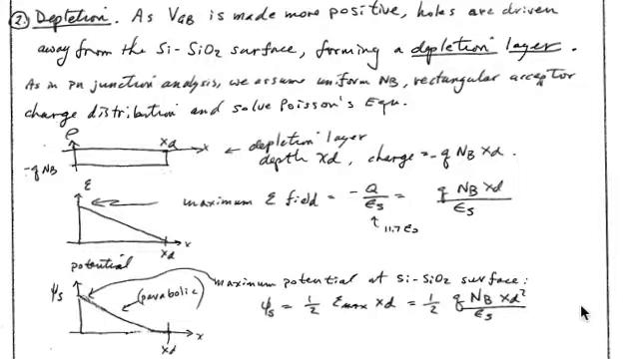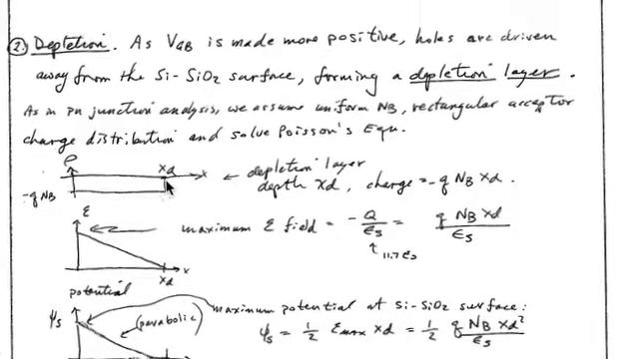As the voltage from the gate to the bulk is made more positive, holes are driven away from the silicon to silicon dioxide surface, forming a depletion layer, which is analogous to the depletion layer in a p-n junction. Here we're assuming that the doping underneath the gate is constant as a function of position, and that depletion extends from the surface at x equals 0 to a depletion layer depth of xd, which we're about to compute.